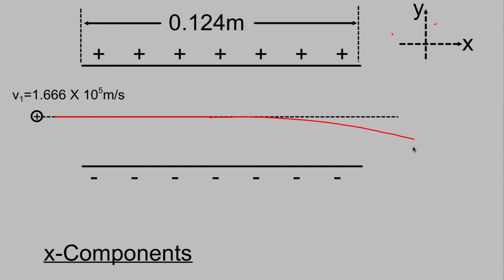It ends up getting deflected down. There will be an acceleration in the downward direction. So we're going to look at our x components and our y components, and we're just going to go with the standard Cartesian coordinate system. X is horizontal to the right, y is positive going up.